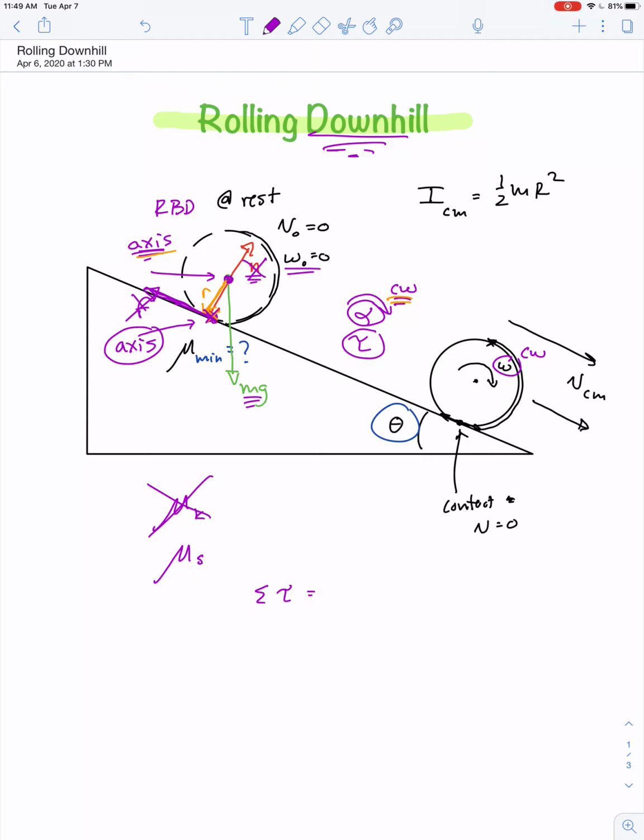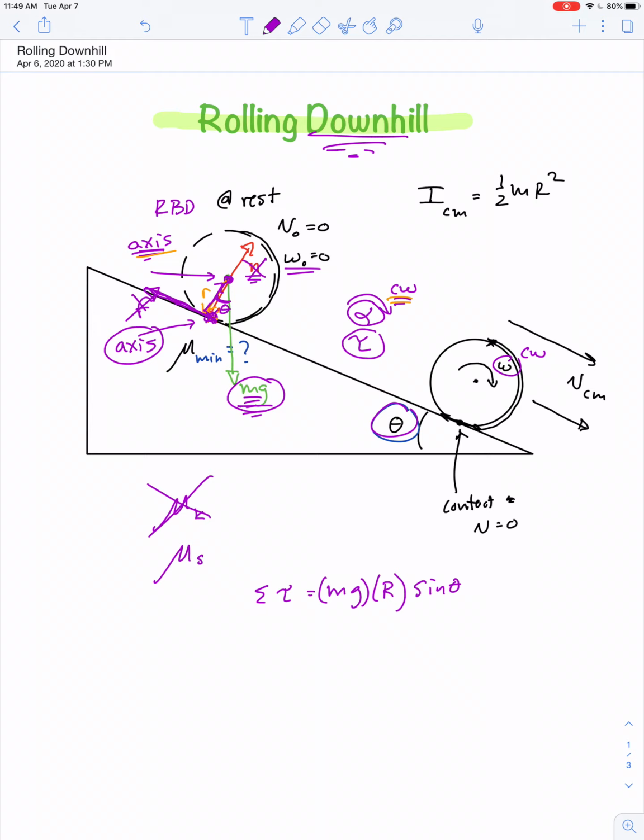Normal force would not be torque producing, it acts at the axis, but the gravity force would be torque producing because it has a lever arm of r, and then there's an angle theta, which is the same as the angle of the incline. So our net torque comes from the gravity force acting with a lever arm equal to the radius of the disk, and we have to account for the angle between those vectors.